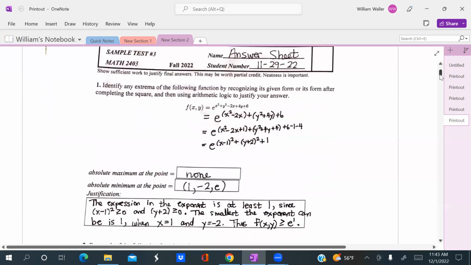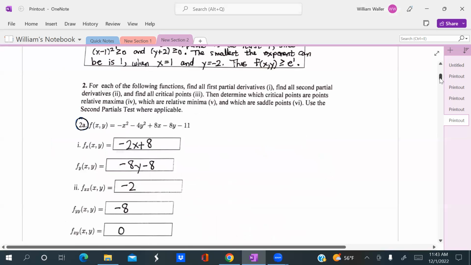So let's look first down here at problem number 2. There are several parts to this, but in all of these problems, we are going to be using the second partial derivative test to locate relative maxima and relative minima on the surface of a function of 2 variables. And so this is an important skill that, of course, is going to be covered on the test.